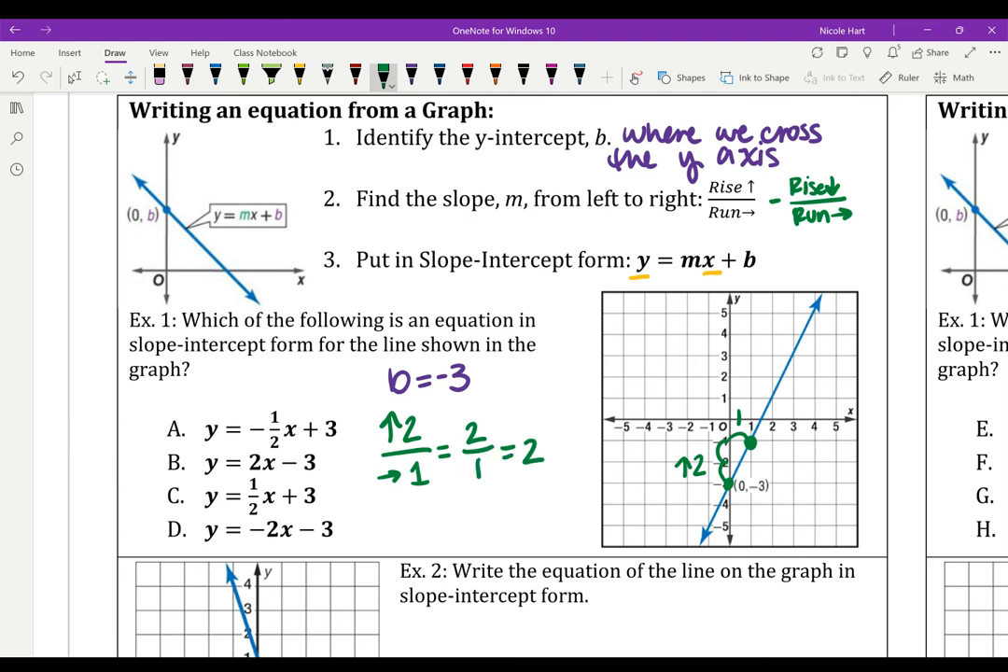So we are going to look for an answer that has our y-intercept as a -3. So we can cancel out or say no to A and C because they both have a +3. And then our slope is a +2. So our answer for example 1 is going to be B.